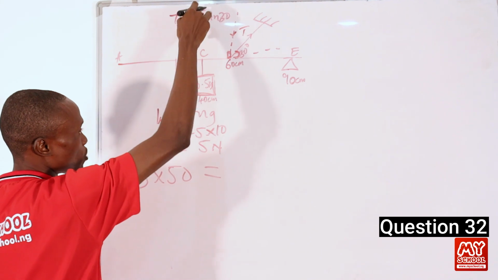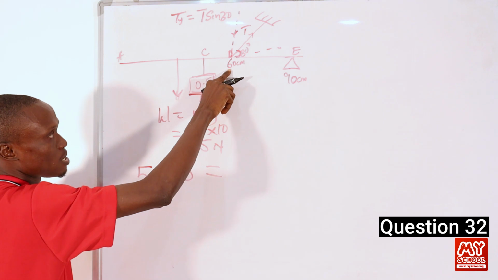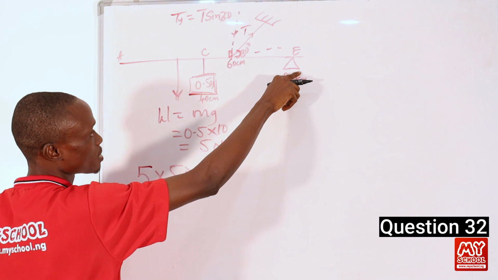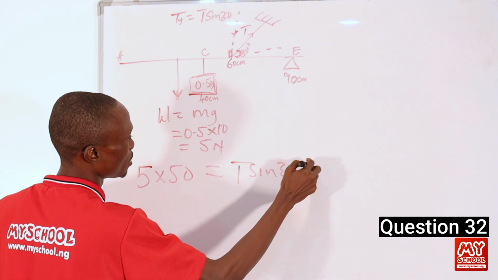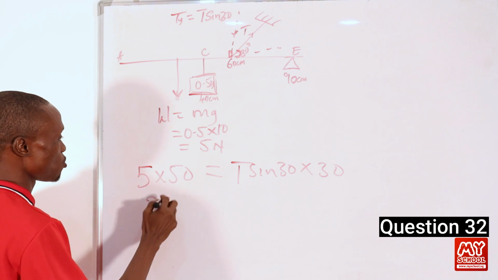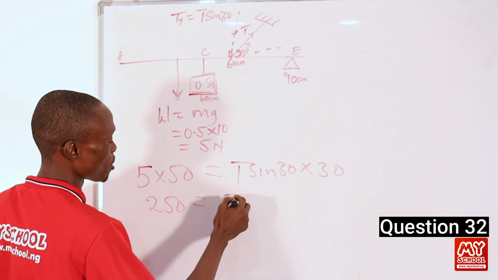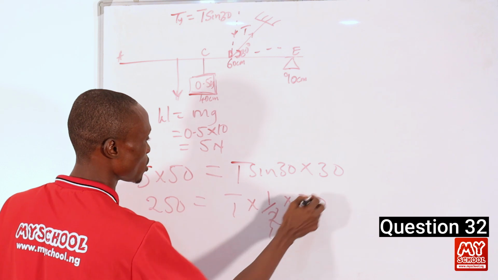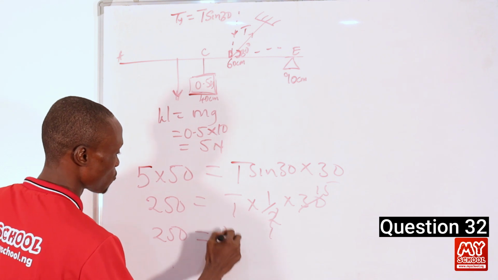So considering our vertical tension here, the tension is at 60 centimeter. The distance between 60 centimeter and 90 centimeter will be equal to 30. So here we have T sine 30 times 30. If we multiply, this gives 250 equals T, and sine 30 is the same thing as 0.5. So we have T times 1 over 2 times 30, which gives us 15. So 250 equals 15T.